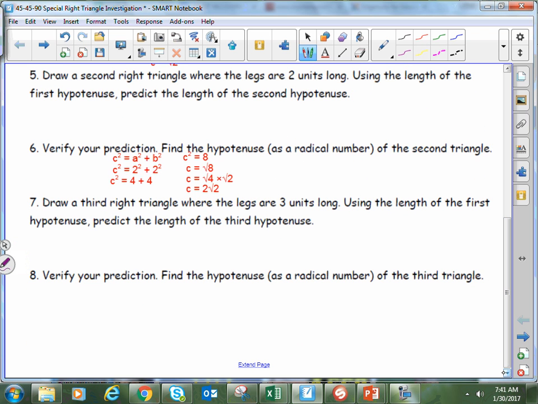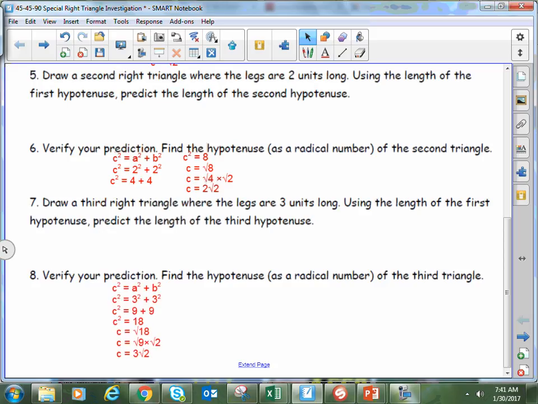Well, what does the Pythagorean theorem say? If I plug it into the Pythagorean theorem, 3 squared and 3 squared is going to give me 9. 9 plus 9 gives me 18. Square root of 18 can be broken up to be the square root of 9 times the square root of 2, and the square root of 9 is a whole number 3 with a remainder radical 2. So 3 radical 2 units long.